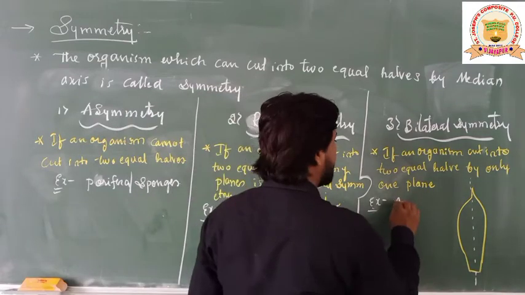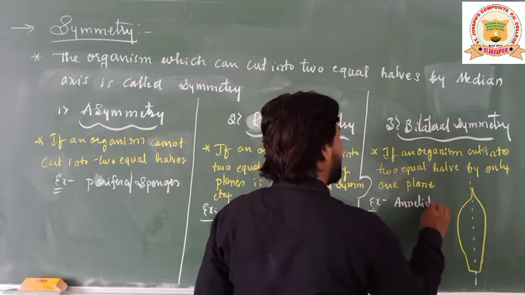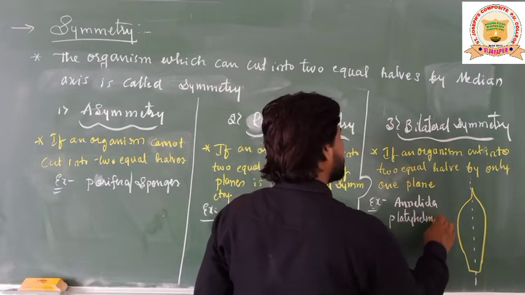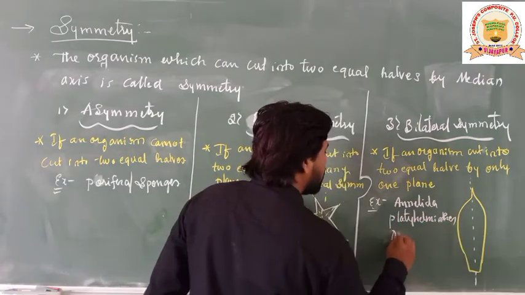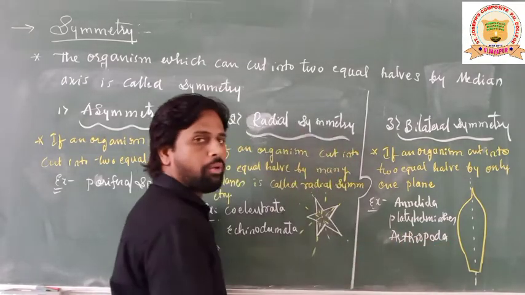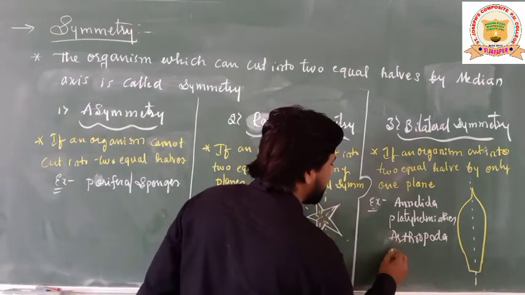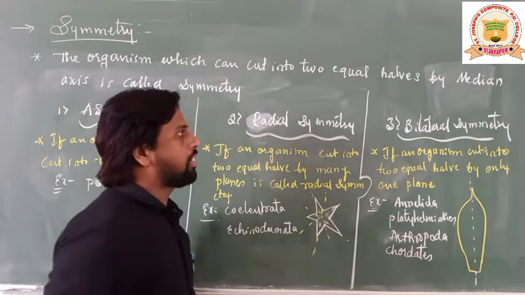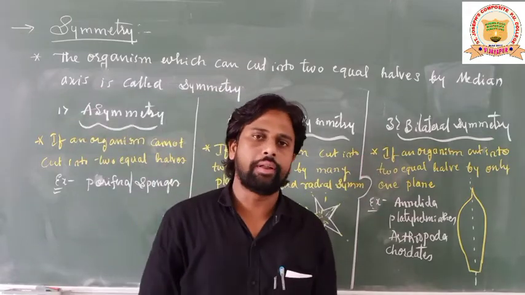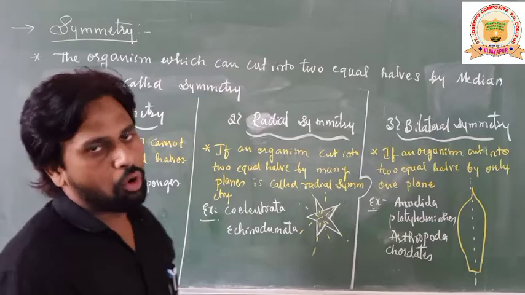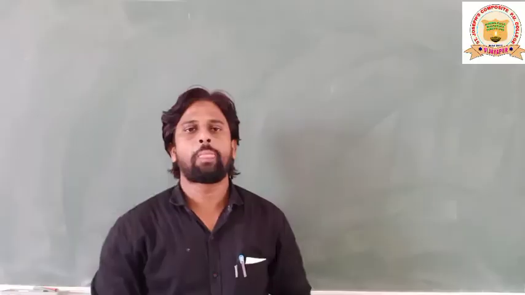In that, we get Annelida, Platyhelminthes, Arthropoda. Arthropoda group of animals are also bilateral symmetry, even chordates. So all these animals are considered as what here? Bilateral symmetry. So students, this is what we can say about symmetry. I hope you all got the concept.